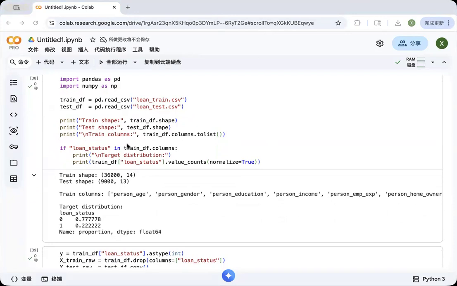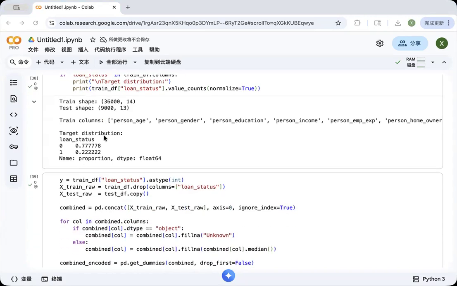Our training dataset contains 36,000 observations, and the target variable loan status is imbalanced. Approximately 78% of borrowers are non-defaulters, and 22% are defaulters. Because of this imbalance, accuracy is not an appropriate metric. A model that predicts all loans are non-default would achieve high accuracy but would fail to identify risky borrowers. Therefore, we focus on F1 score, which balances precision and recall.